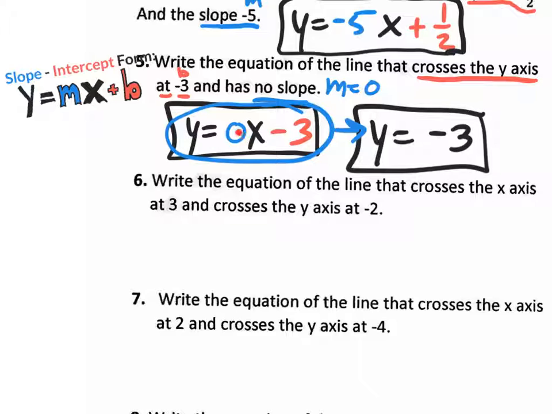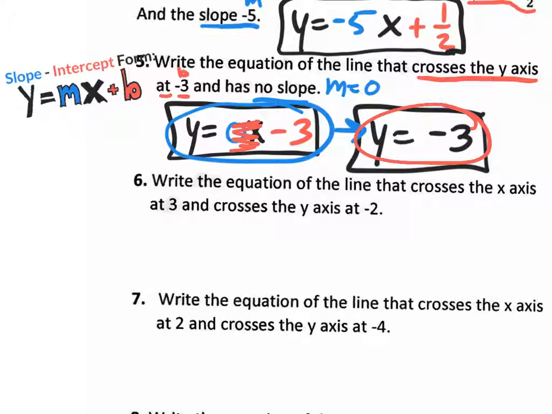Now, don't say, oh, there's no slope, so I'm just going to write the x with no number. If there's no number, that means that the slope is 1 over 1. But right here, this is 0 x's. That means that this disappears. So technically, don't write that. Just write it as y equals -3. All right, let's move on.